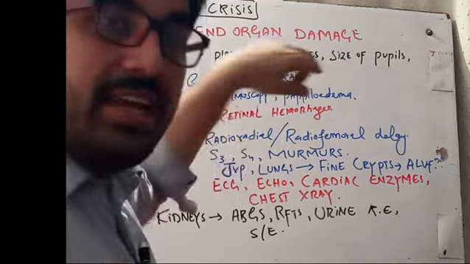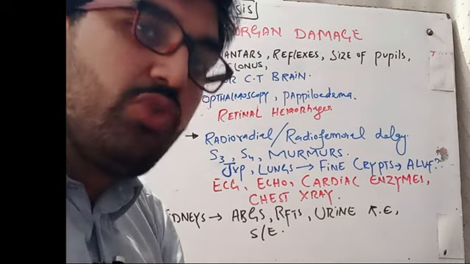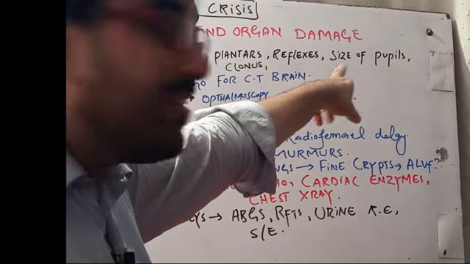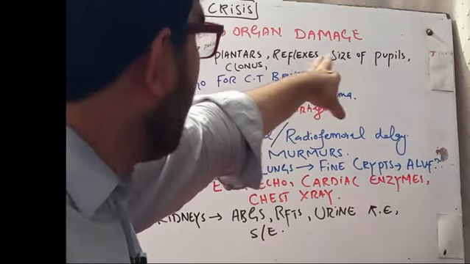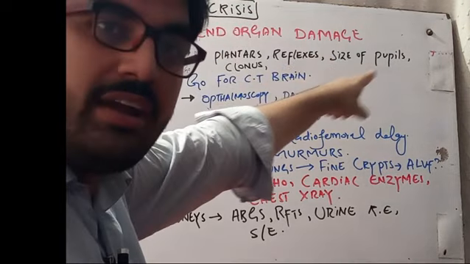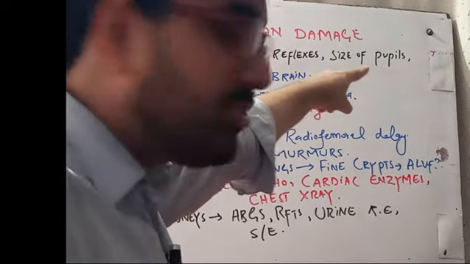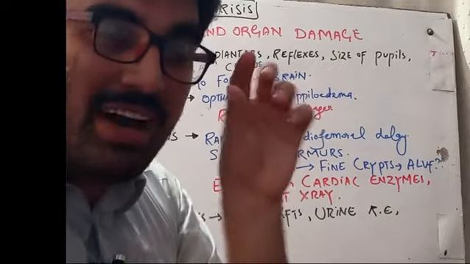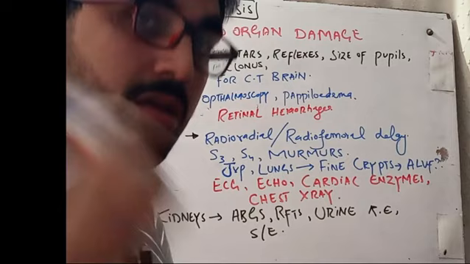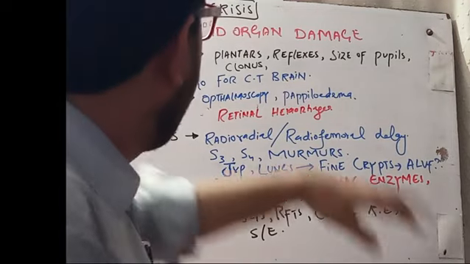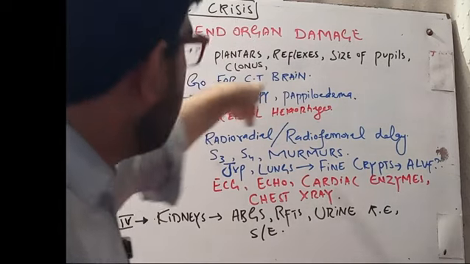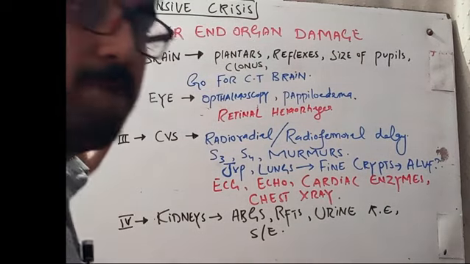The size of pupil can tell you about whether something is going on in the brainstem or not. Third nerve palsy, and you should also go for the light reflex, whether the light reflex is present or absent. If both the pupils are constricted bilaterally, think about pontine hemorrhage. Clonus, so if there is a clonus, think about something is going on in the brain. The CT brain will confirm that.